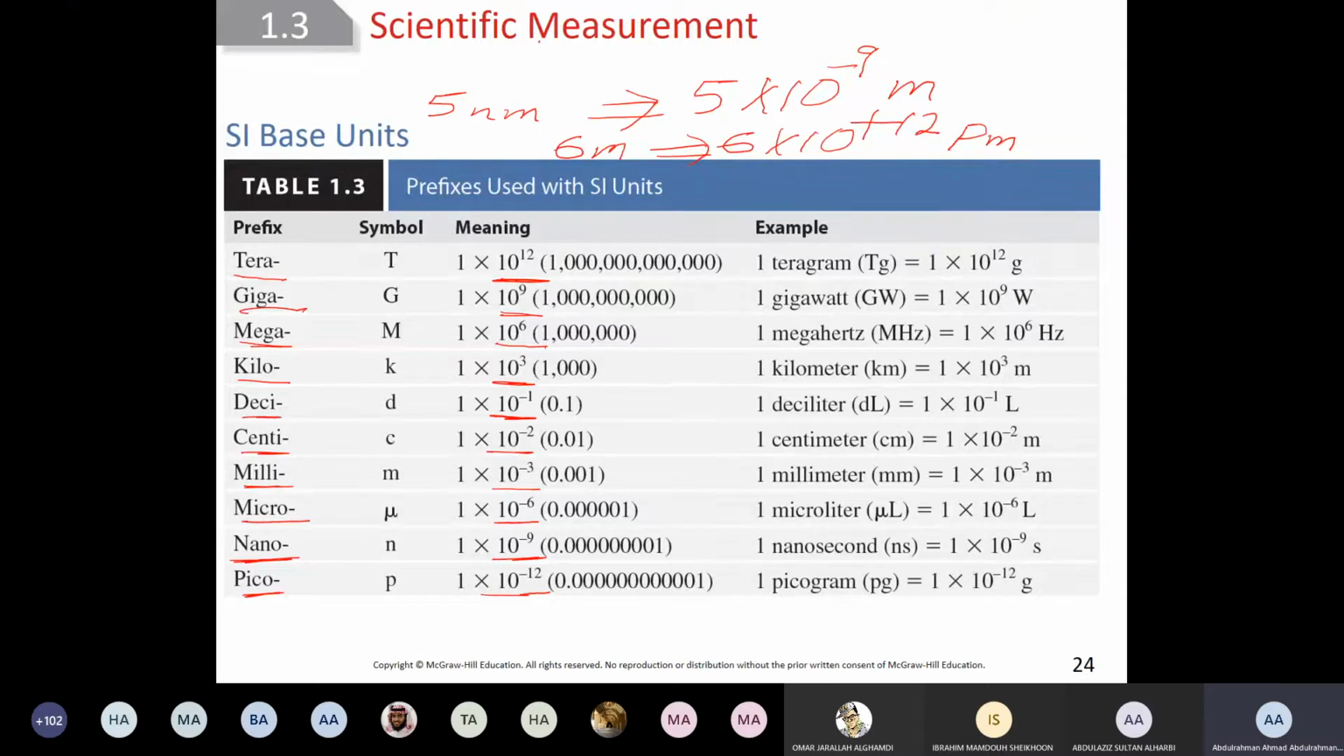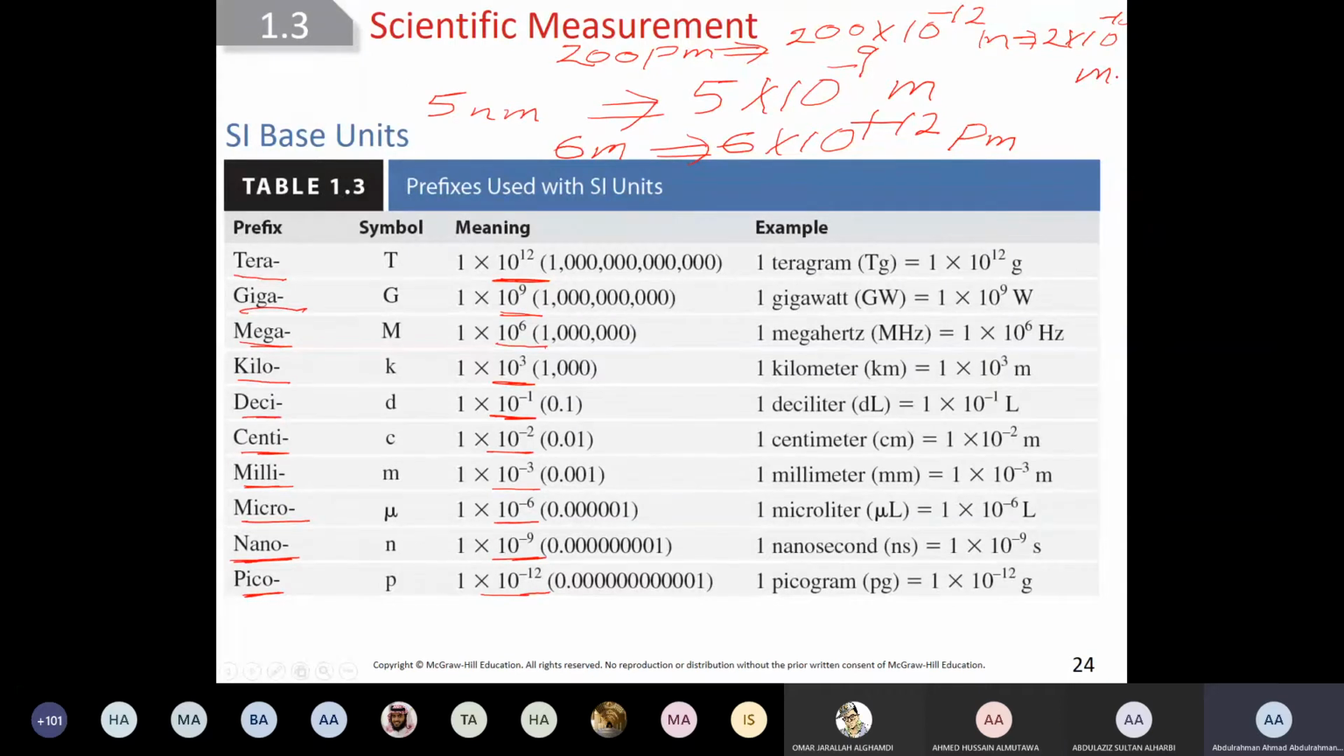Again, I repeat one more time: let's say I have 200 picometers. How many meters is this? 10 to the power 12. 200 times 10 to the power minus what? Minus 12 meters. Clear? Or equal to what? 2 times 10 to the power what? Minus 10 meters. I hope this is clear.